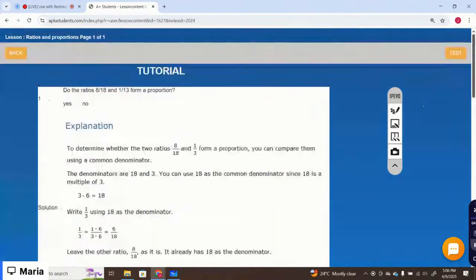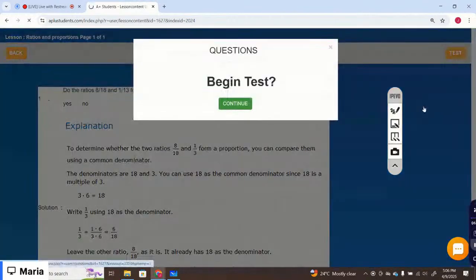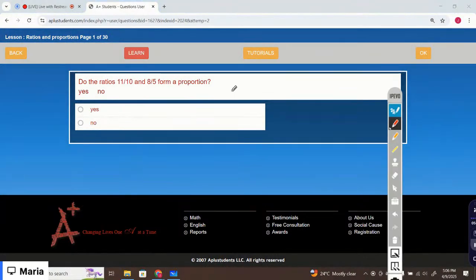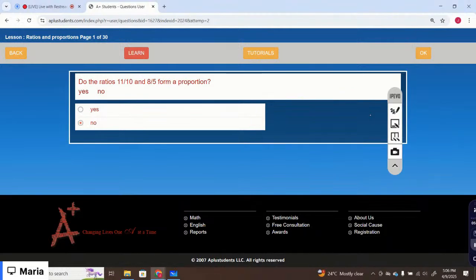Let's just start with the test questions. Do the ratios 11 over 10 and 8 over 5 form a proportion? You need to make the denominator same. 5 times 2 is 10, so you need to multiply this fraction by 2. That is 8 times 2 is 16 and 5 times 2 is 10. So after making the denominator same, the numerators are still different. So that means no, they do not form a proportion. The correct option is no.